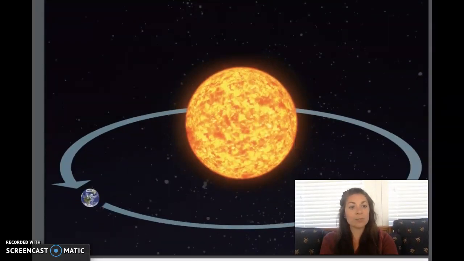The second way the Earth moves is called revolution. Earth revolves or orbits around the sun in an almost circular path. Therefore, as you live on Earth, you are traveling around the sun too. It takes Earth 365.25 days, or 1 year, to complete one revolution or orbit.